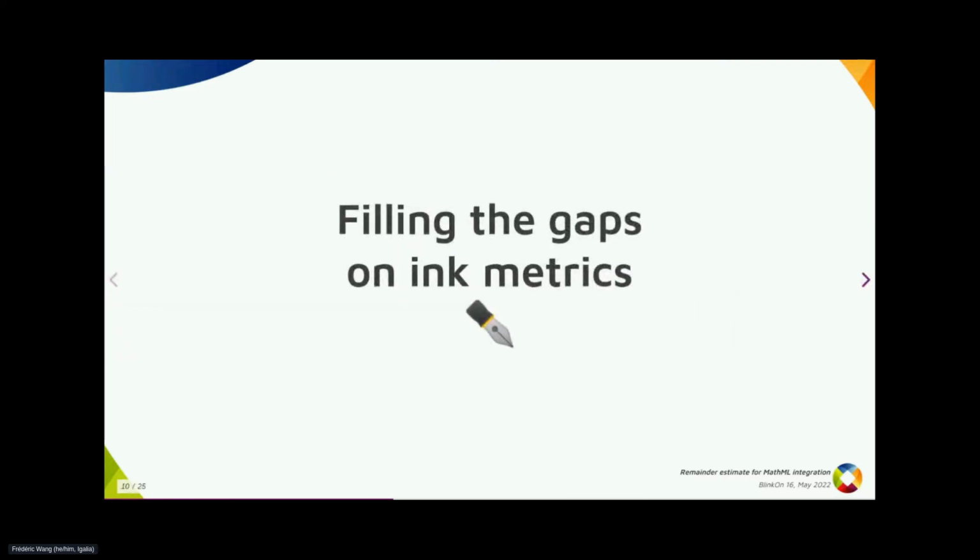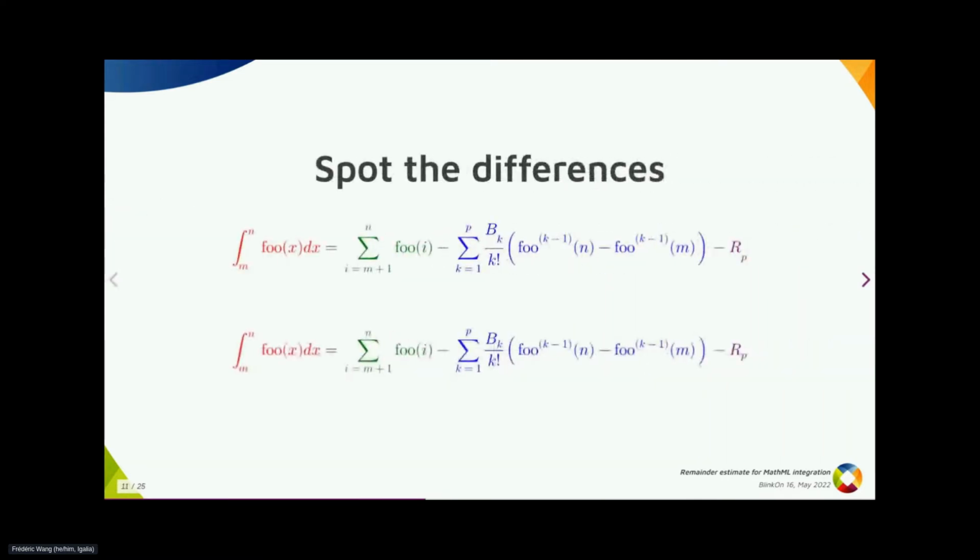So let's start with the achievement for ink metrics. On this slide, the top formula corresponds to the implementation presented at BlinkOn 15. And the bottom formula is the same, but using ink metrics for token elements. And if you look carefully, you can notice some extra vertical gaps inside the top formula compared to the bottom formula.